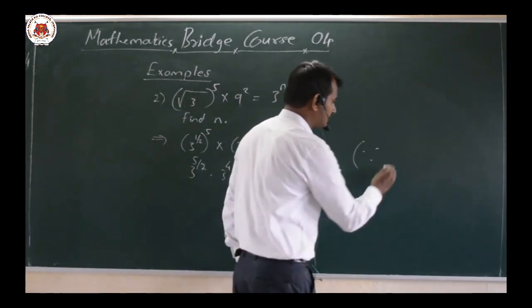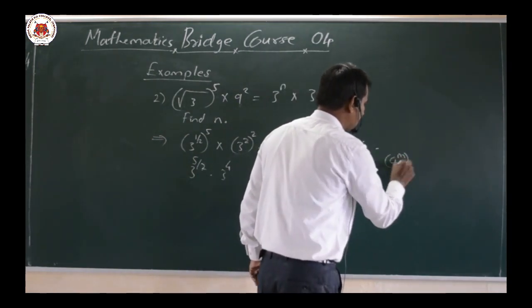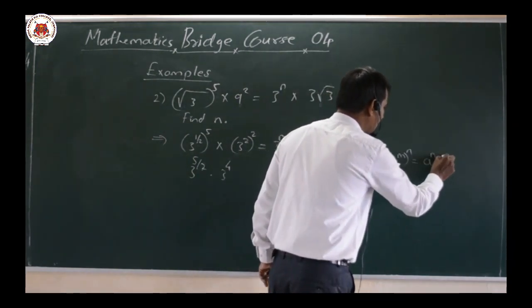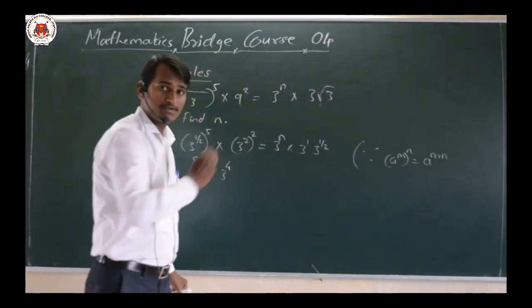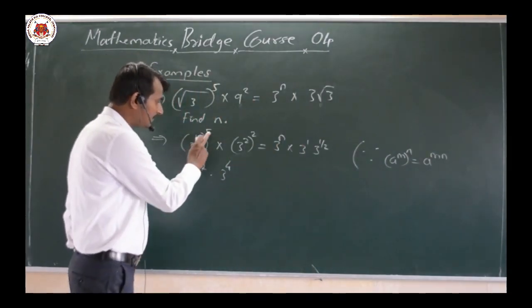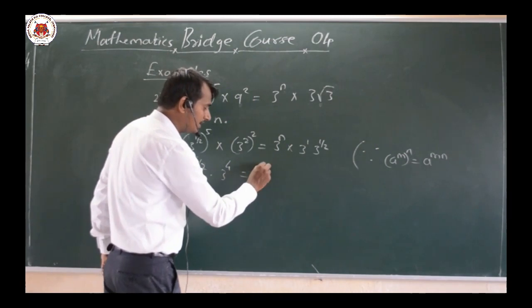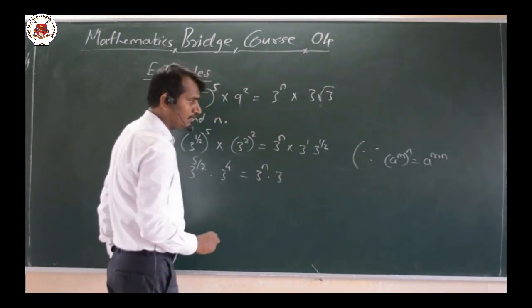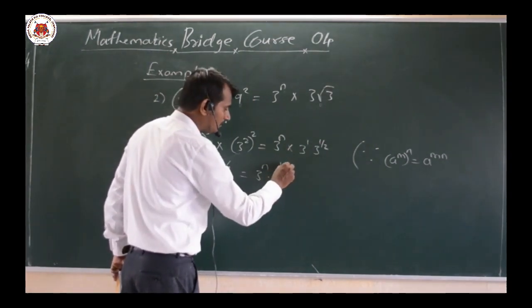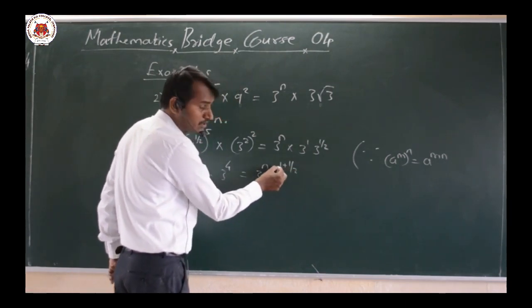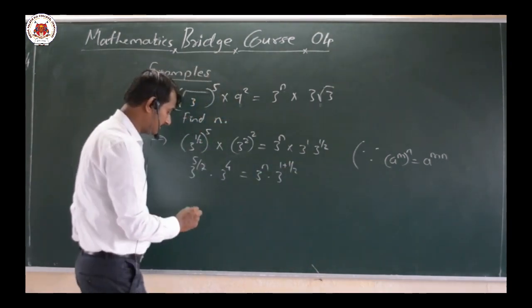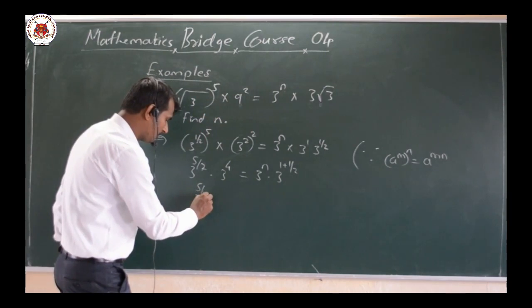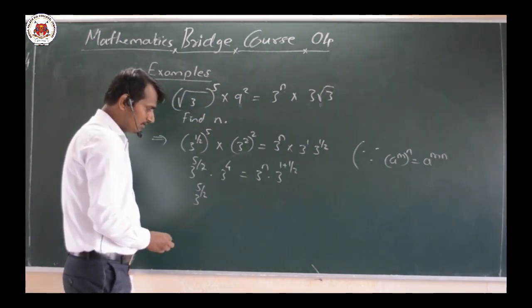(a raised to m) whole to the power of n is equal to a to the power of mn. By making use of this property, we are multiplying these two, which equals 3 to the power of n into 3 to the power of 1 plus 1 by 2. 2 ones are 2 plus 1, that is 3 by 2. Here both bases are the same.